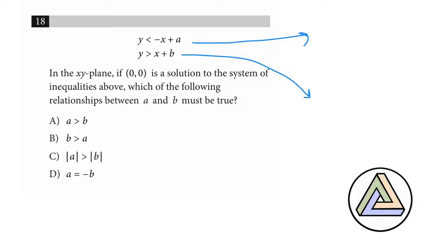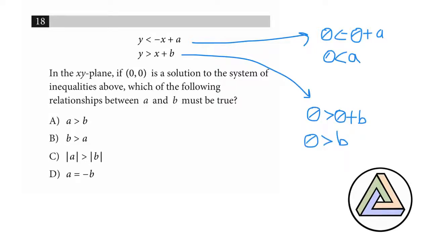So we're going to plug 0 in for x and 0 in for y, and let's see what happens with this top one. It's going to become -0 plus a, and therefore we can see very clearly that a is greater than 0, or we could also think of it as 0 is less than a. Similarly over here, we're going to plug 0 in for both x and y, and we soon realize that 0 is greater than b. Another way of saying that is b is less than 0. So you have a is greater than 0, you have b is less than 0.